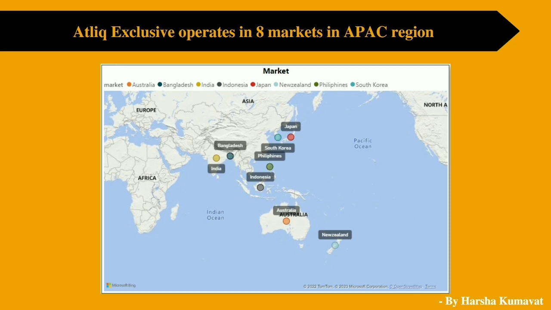Insights are visualized in the map. We can see that Atliq Exclusive operates in 8 markets in the APAC region. They are mainly Australia, Bangladesh, India, Indonesia, Japan, New Zealand, Philippines, and South Korea. Now let's move on to the next request.